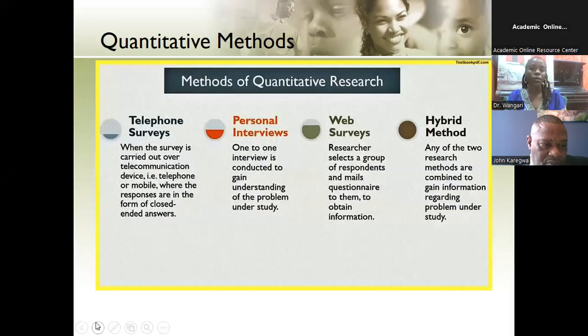So when we talk about quantitative methods, you can also have a hybrid method. Any two research methods that are combined to gain information regarding the problem and the study. So you may find that you can combine, for instance, a questionnaire with maybe a personal interview. So you can have something emailed to someone and you can also have a telephone survey as well.